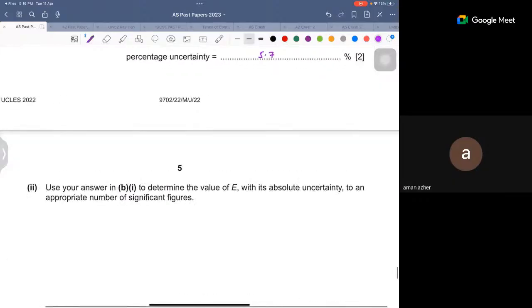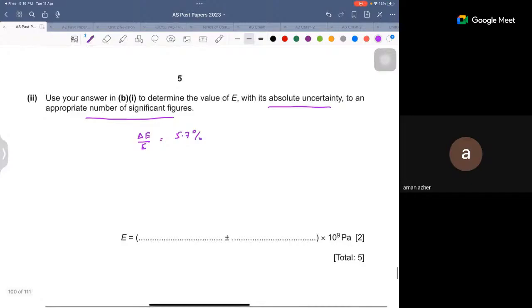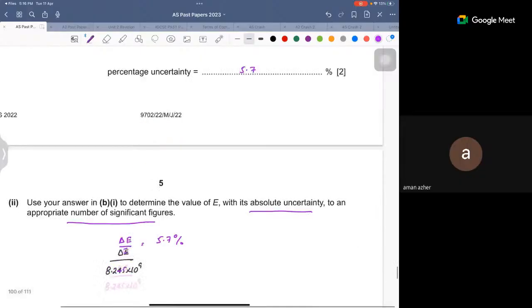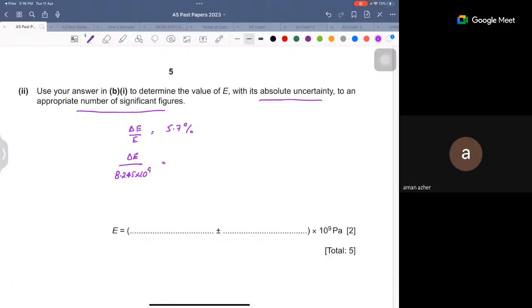Then it says use your answer to determine value E with absolute uncertainty with appropriate number of significant figures, which is like you already know delta E over E in percentage was 5.7%. E they've already found out to be 8.245 times 10 raised to the power 9. Right. And you can convert the percentage into a normal fraction, so divide by 100 would give you 0.057.